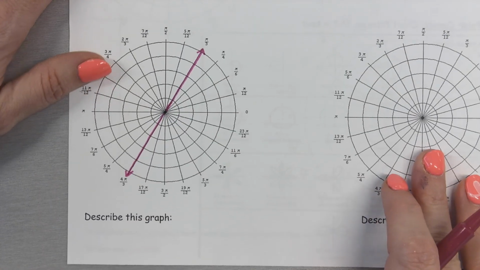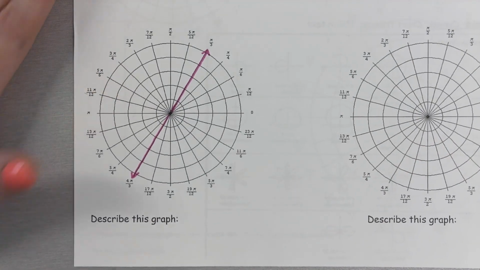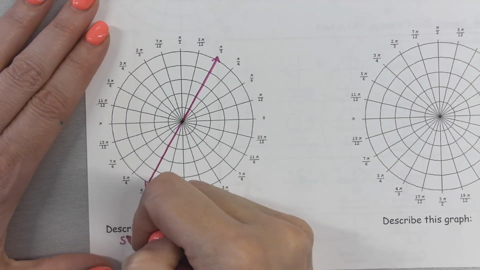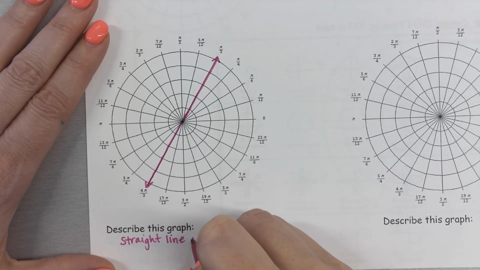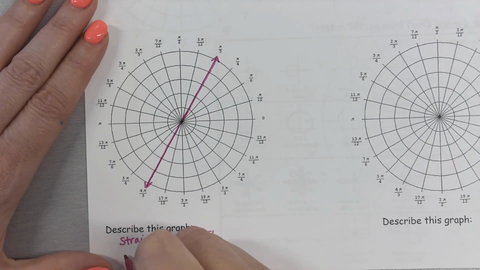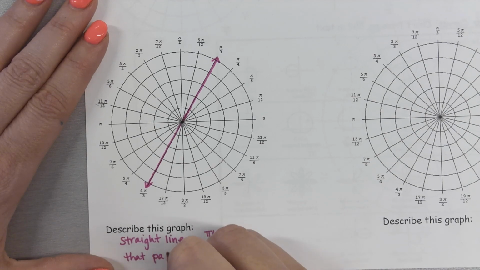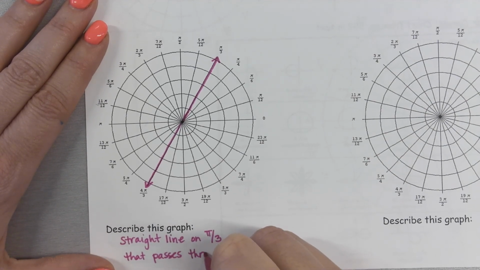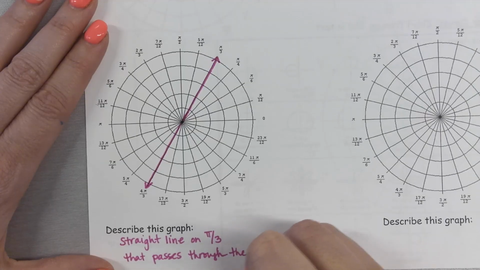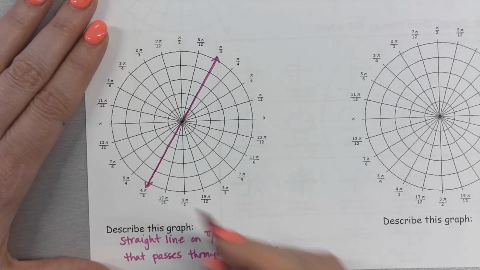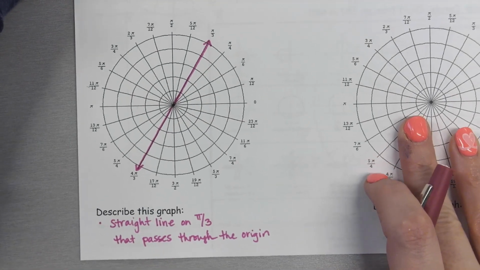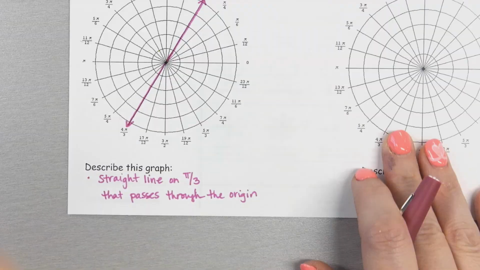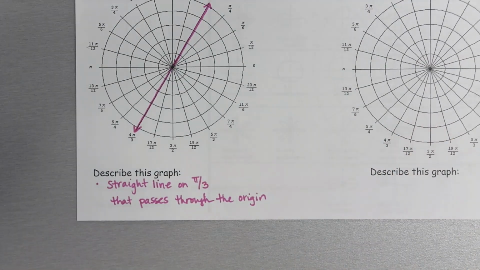Okay, so if you are describing this graph, this is just going to be a straight line on pi over 3 that passes through the origin or the pole. Okay, whichever way you want to say that is fine. Okay, so a straight line on pi over 3 that passes through the origin.